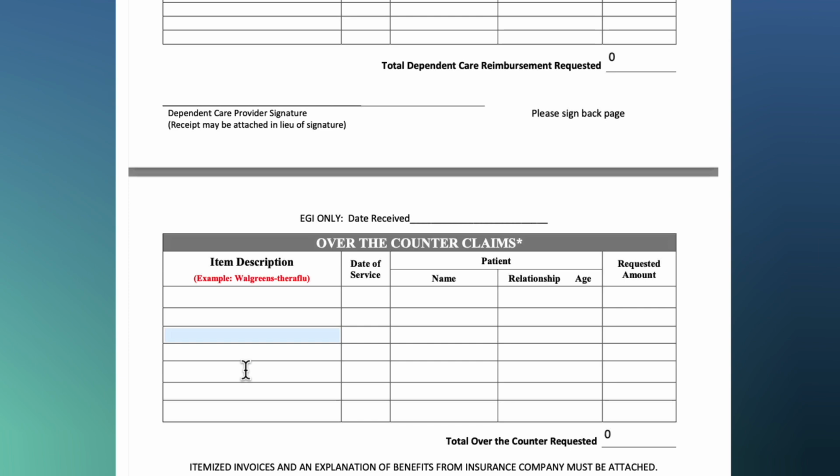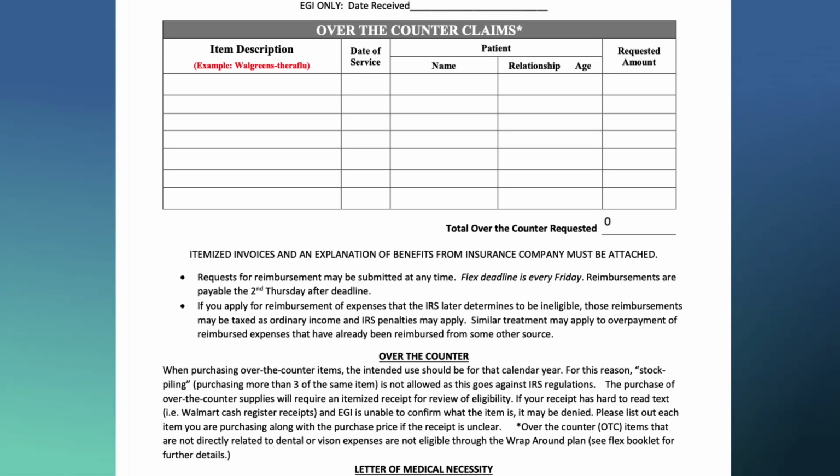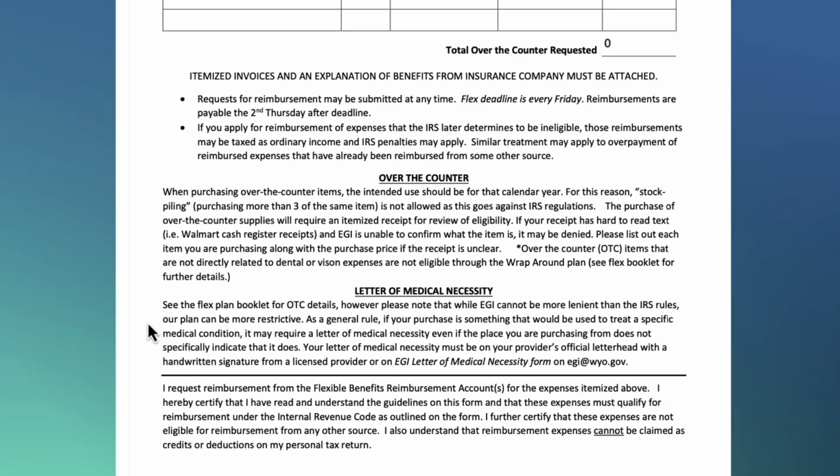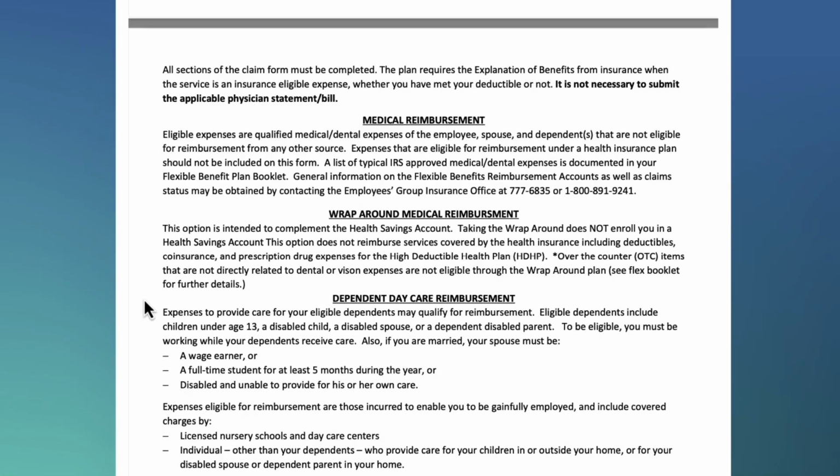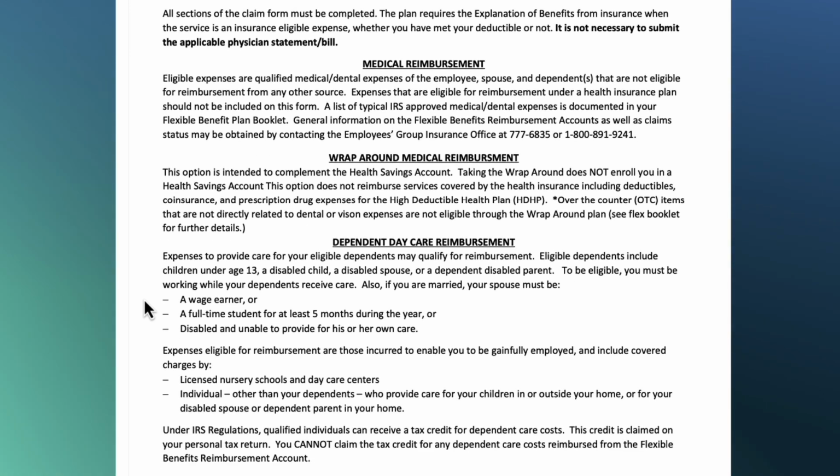Okay, next is the new over-the-counter claims section. You can claim certain over-the-counter medications, but not all, so it's best to do a little reading in the Flex booklet that's linked in the show notes. So fill that out just like the other sections. Now make sure to read the information below that section. It's important information. Also, before you sign, you should read all the info below the signature line. That's just good practice when signing your name, right?